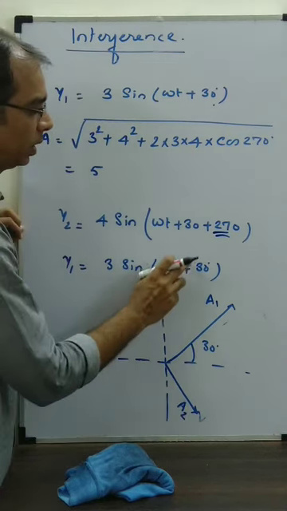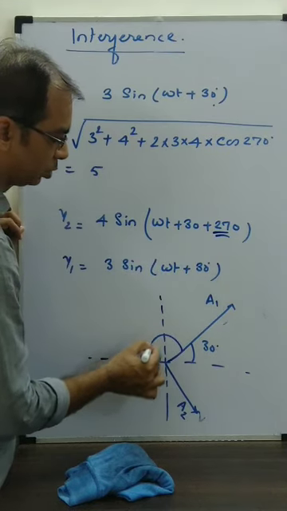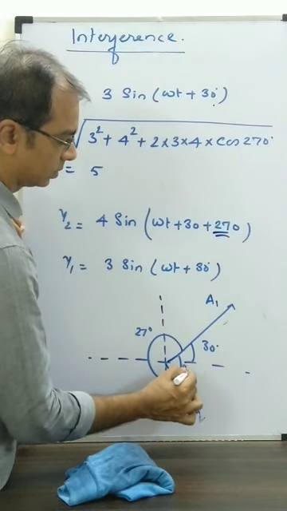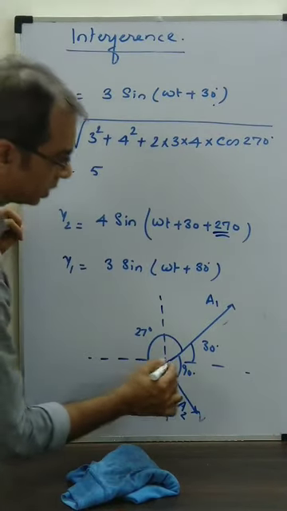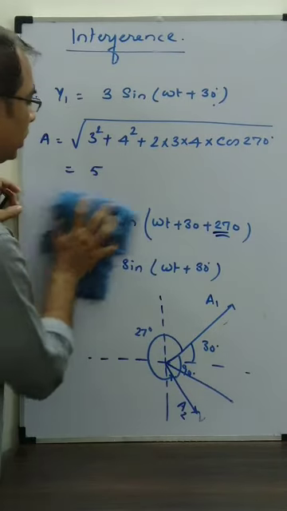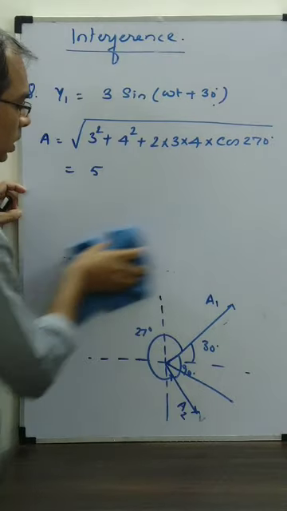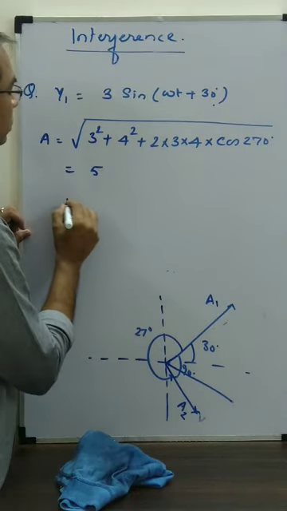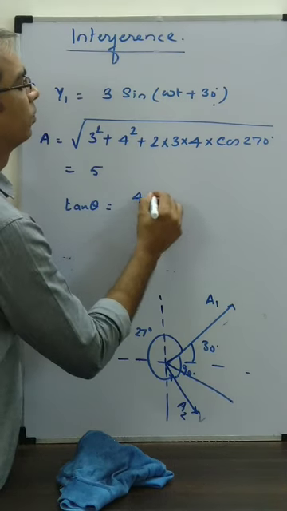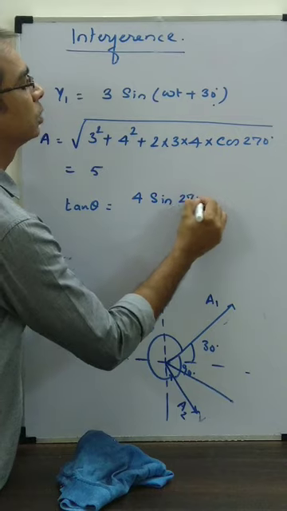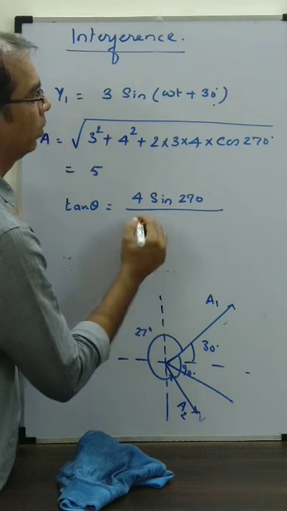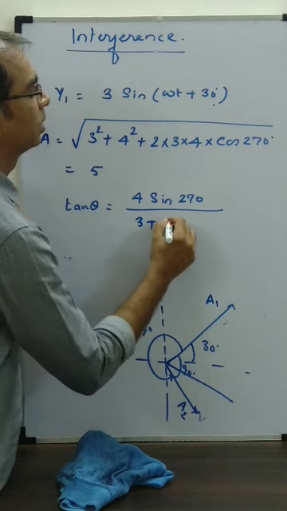Okay, and between A1 and A2, what is the angle? Now this one is 270, so this is 90. Okay, where will be the resultant? Resultant will be somewhere here. So we have to find what it is. Let us use the formula to find it. Tan theta equals A2 sin phi. Now what is A2? 4. 4 sin phi. Phi was 270, divided by A1, 3 only, plus 4 cos 270.